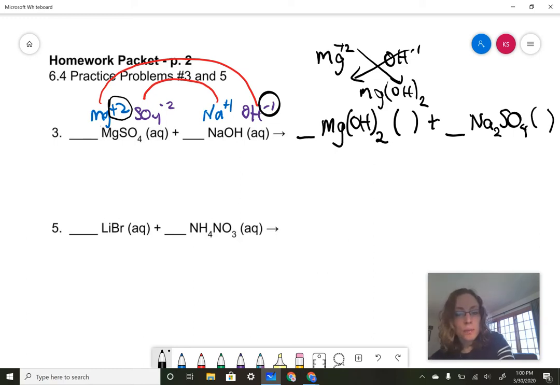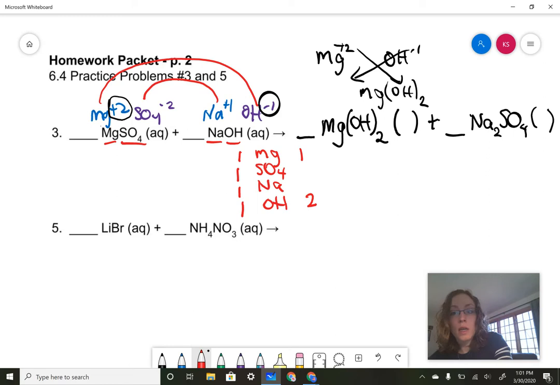Let's go ahead and balance this. So one way to balance an equation is to write out all of the pieces that you have, keeping your polyatomic ions together. So I have magnesium, sulfate, sodium, and hydroxide. I can just keep track of how many things I have on the left and the right. So on the left side, I have 1 magnesium, 1 sulfate. Remember that the 4 is part of the sulfate formula. 1 sodium and 1 hydroxide. And then over here on the right side, I have 1 magnesium, 2 hydroxides, 2 sodiums, and 1 sulfate.